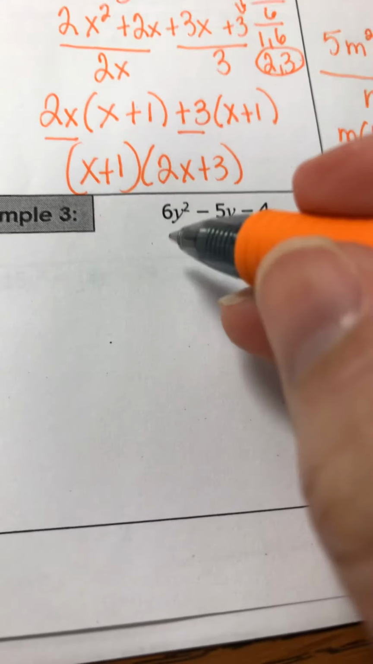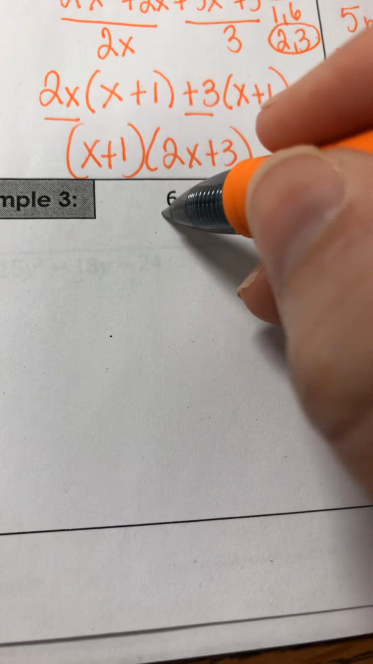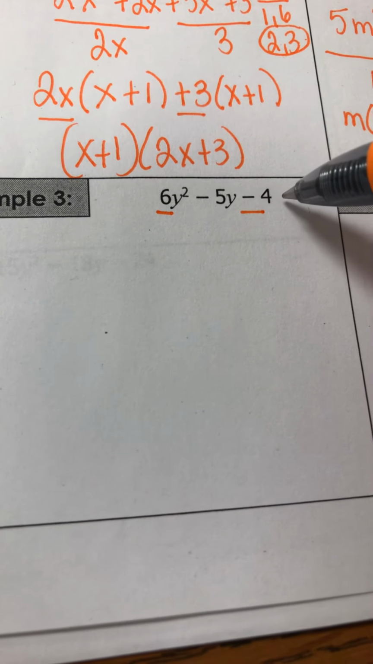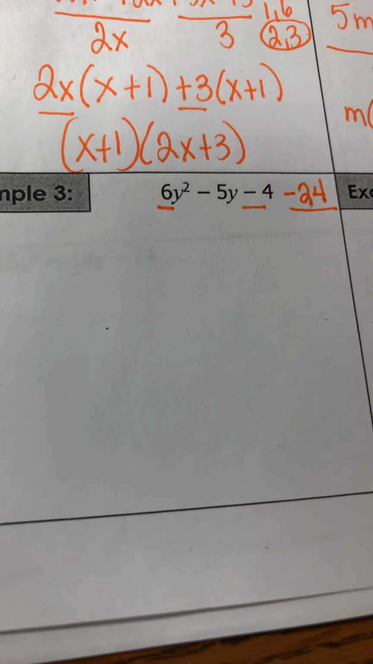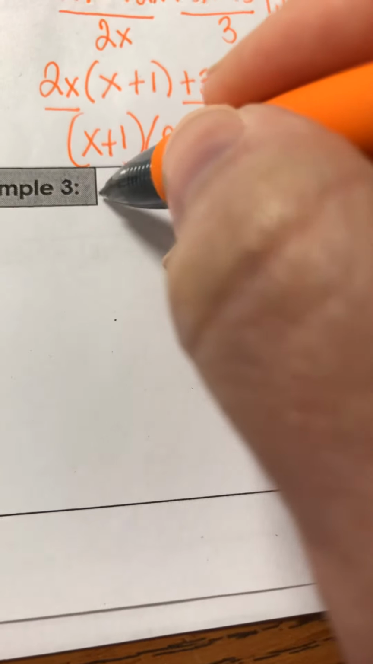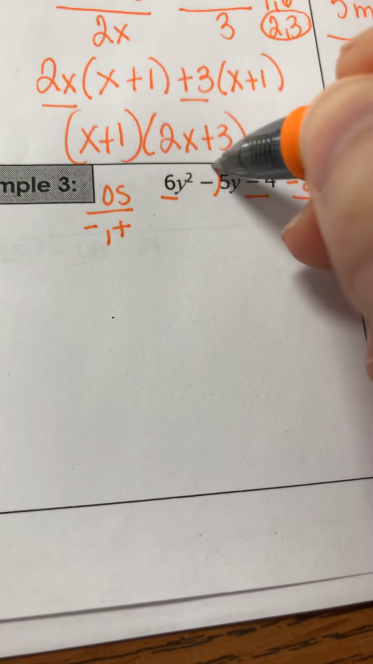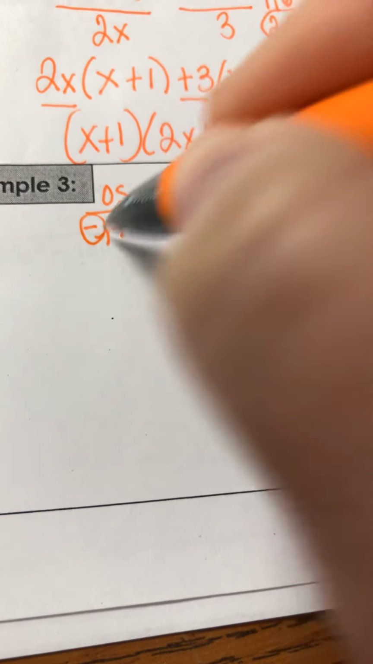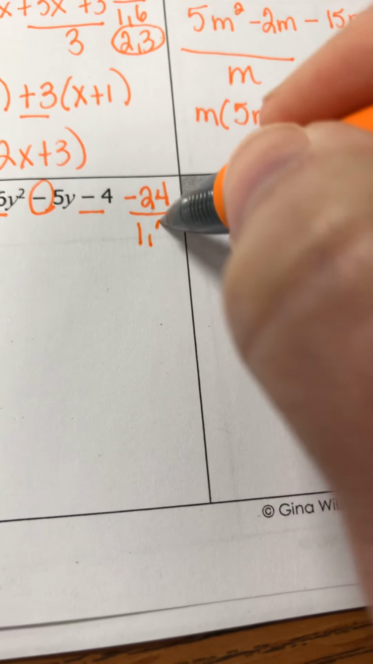Okay, step 1, check for a GCF. We don't have one. So let's multiply A times C. 6 times negative 4 is a negative 24. The number you factor is negative, so that tells me I need opposite signs. The middle number tells me that my biggest factor should be negative. So let's list the factors of 24.